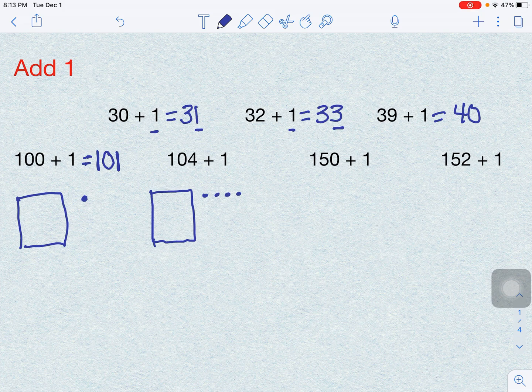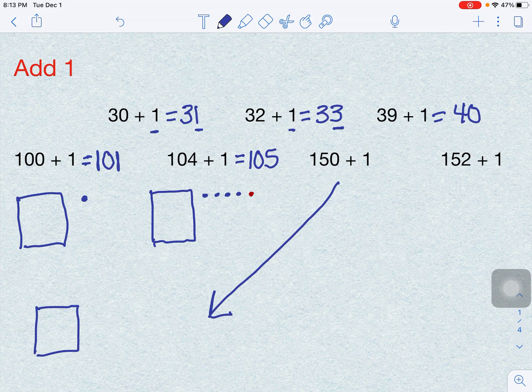Now, in this new picture, going on to the next one, I have 104. If I now add another 1, my new number is now going to be 105. Again, the ones place is what's being increased in all of these. When I now go on to 150, I'm going to take this one down here so we have some room. So I have my 100, 110, 120, 130, 140, 150.